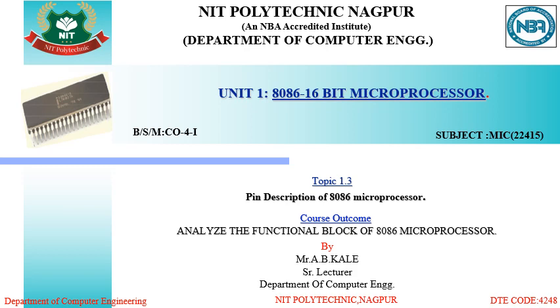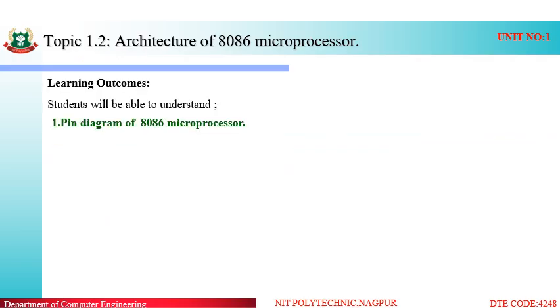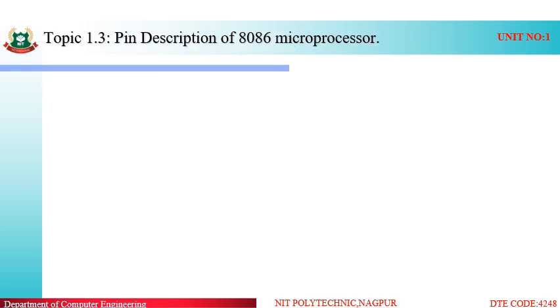So we have to see the pin description of each and every pin of 8086, because each pin will perform different functions. So let's get into the topic. The learning outcome includes, first we will study the pin diagram of 8086 microprocessor, and then we will step into pin description of 8086 microprocessor. POs mapped are PO1, PO4, PO6 and PO7.